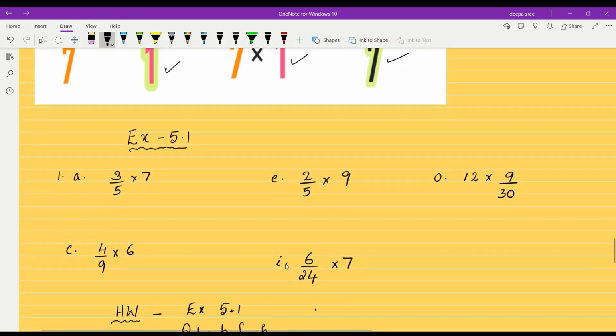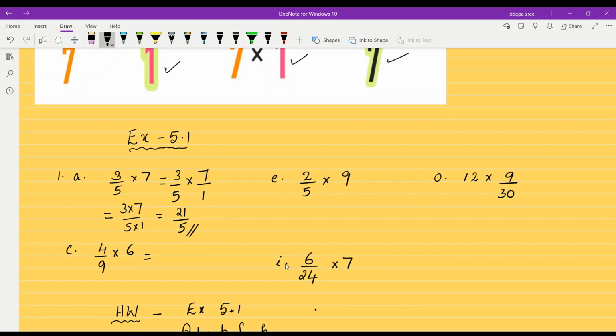From exercise 5.1, multiplying a fraction by a whole number. The first step is to write the fraction as it is. Write the whole number as a fraction. 7 is the whole number, so for writing it as a fraction, divide by 1, a temporary fraction. Now the next step is to multiply the numerators, 3 into 7, and the denominators, 5 into 1. 3 into 7 is 21 and 5 into 1 is 5. Therefore the answer is 21 by 5.